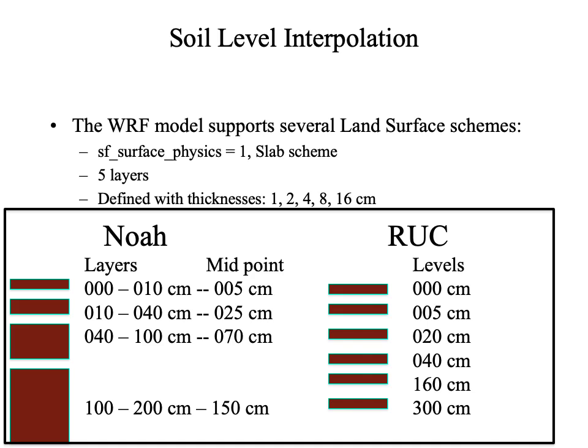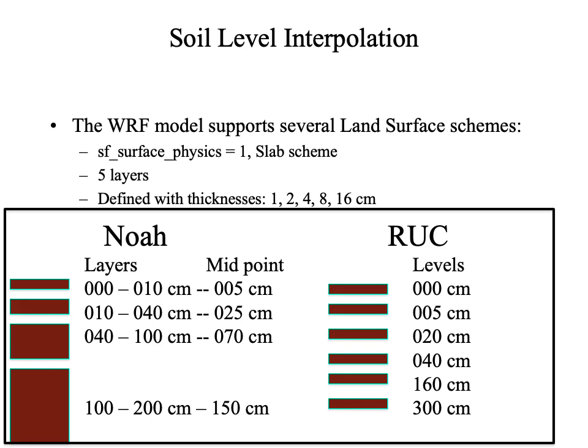The NOAA scheme has data valid between 0 and 10 centimeters, so the midpoint is 5 centimeters. The second layer is between 10 and 40, the midpoint is 25 centimeters. The third layer is between 40 and 100 centimeters with a midpoint at 70 centimeters. And the deepest layer is between 100 and 200 centimeters with a midpoint at 150 centimeters. The RUC scheme is defined at levels instead of layers, and the levels are 0, 5, 20, 40, 160, and 300 centimeters.